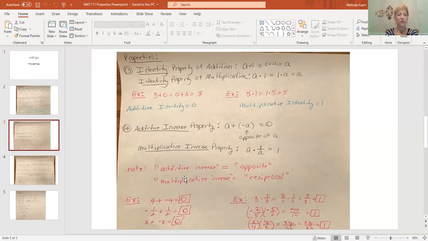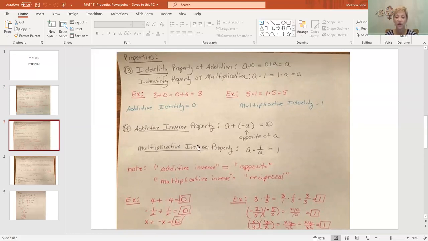Now, sometimes instead of additive inverse, you'll hear the word opposite. I'll use those terms synonymously. So the opposite of a negative 3 is a positive 3. The additive inverse of a negative square root of 7 would be a positive square root of 7.